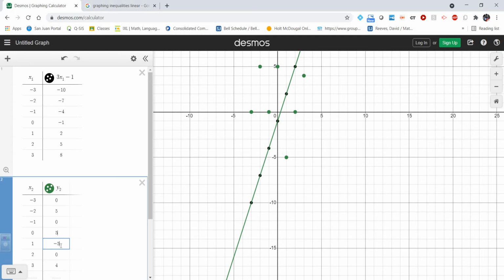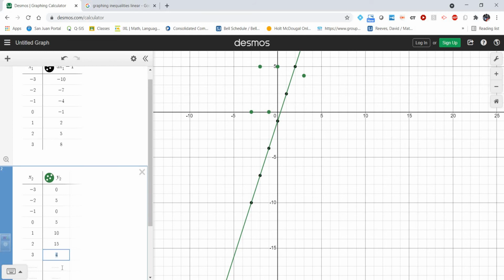How about 5? I need a value for 1 that's greater than 2. How about 10? And for 2, I need a value that's greater than 5. How about 15? And for 3, I need a value that's greater than 8. How about 11? Well, now take a look.